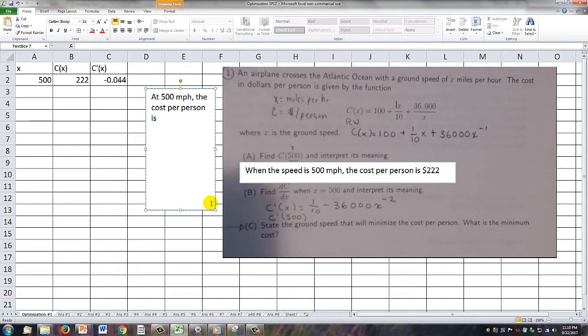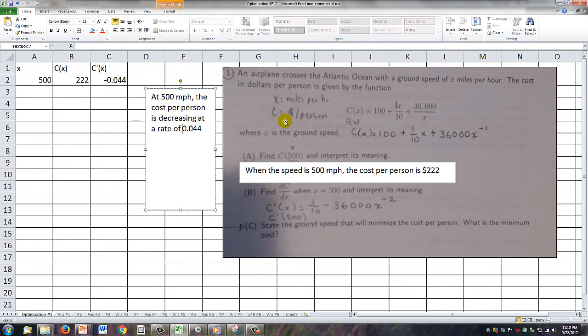Not increasing. Usually it is, but look at that. The derivative is negative, so that means you're going to say decreasing at a rate of 0.044, and you take the negative off because you said decreasing, and the units on cost per person is on this derivative is a little tricky.